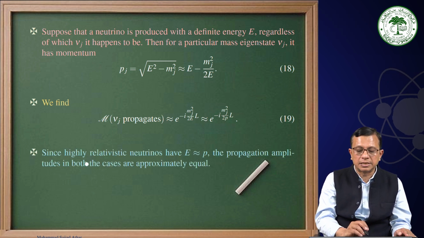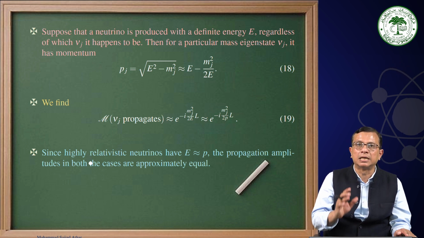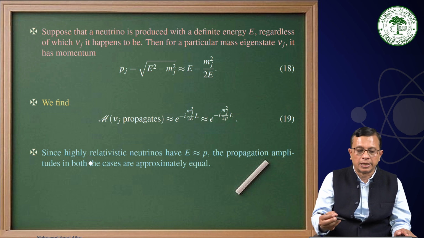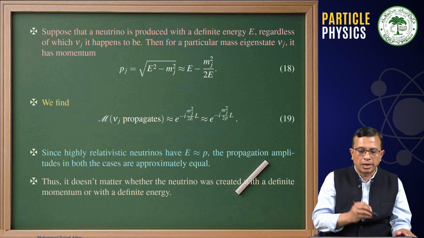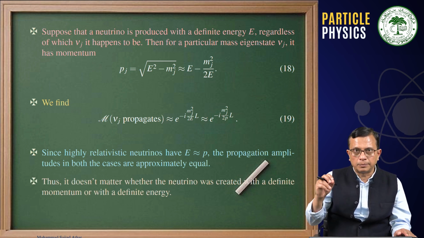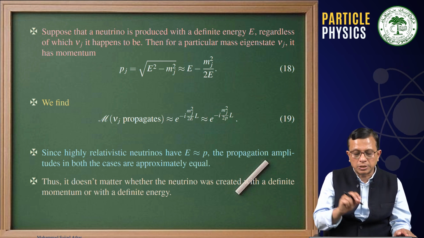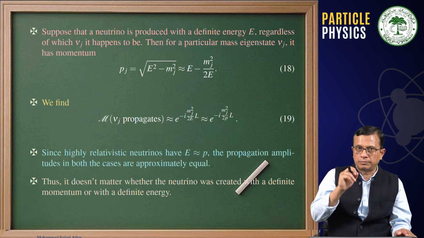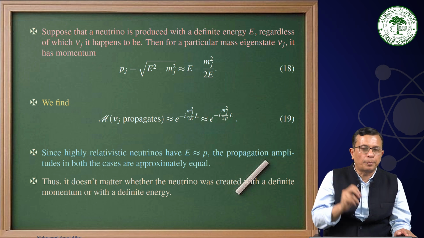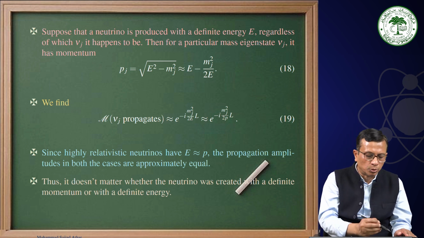And if we do that, since we are saying that for highly relativistic neutrinos, E is almost equal to P, the propagation amplitudes in both the cases are approximately equal. That is why we say that either we are talking in terms of the definite energy eigenstates or we are talking in terms of the definite momentum states. Thus, it does not matter whether the neutrino was created with a definite momentum or it was created with a definite energy. This is an important catch which one has to take into account while obtaining the expression for the probability of transformation of neutrino of one flavor to another.